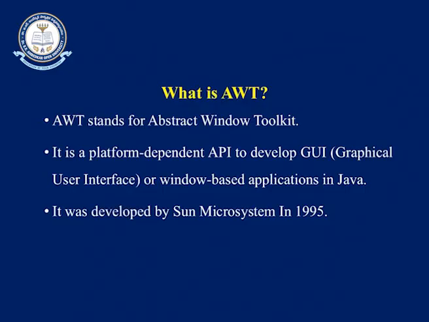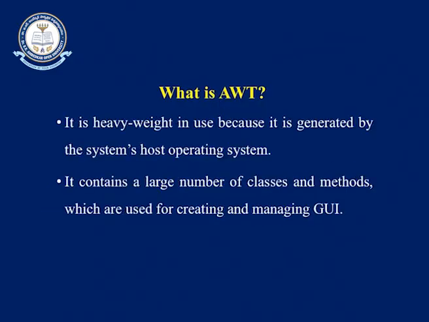So, this is basically used to develop GUI components and it is heavy weighted. Heavy weight means it takes more resources to create and execute, and it contains a large number of classes and methods. Those are used to create the GUI elements. Yes, those are the advantages of the AWT, but we have some limitations also for the AWT, Abstract Window Toolkit.